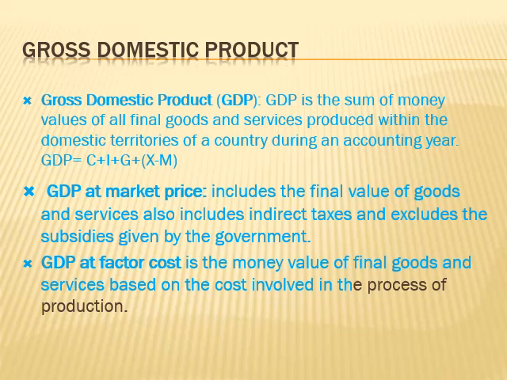So gross domestic product is known as the sum of the monetary or market value of all final goods and services produced within the domestic territories of a country during the accounting year. Now there are two forms of GDP: GDP at market price and GDP at factor cost.